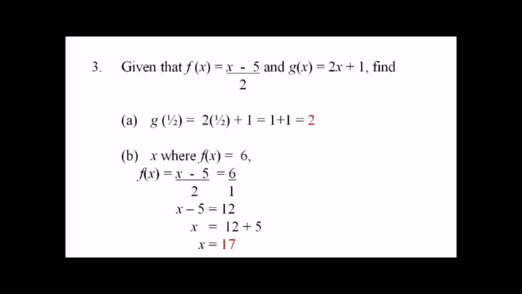And moving on to number 3, 3a. g of a half, put in a half where you see x. So you get 2 times a half is 1, 1 plus 1 is 2. And x when f of x equal to 6, put f of x equal to 6, cross multiply, x equal to 17. Okay, but you have to cross multiply first, x minus 5 is equal to 12. x equal to 12 plus 5, 17, guys.